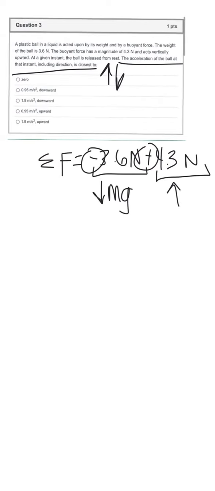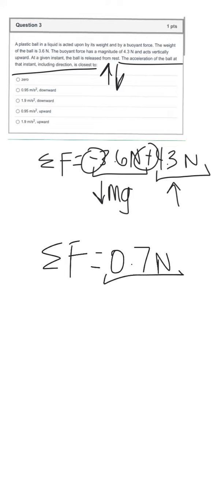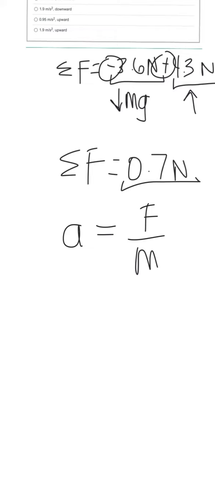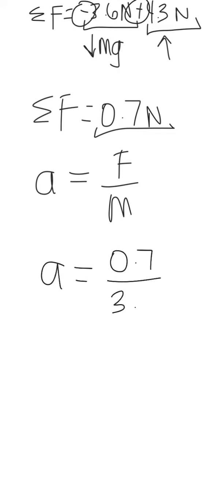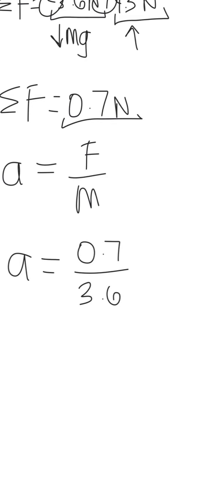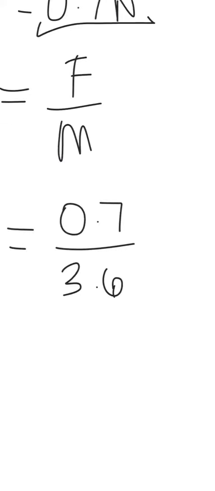So if we solve this, we'll see that the sum of all the forces is equal to 0.7 newtons. So this is the sum of all the forces, but we want to find the acceleration. So we know that acceleration is equal to F divided by m. So the acceleration will be 0.7 divided by 3.6, which is the mass or the weight that we saw in the question.